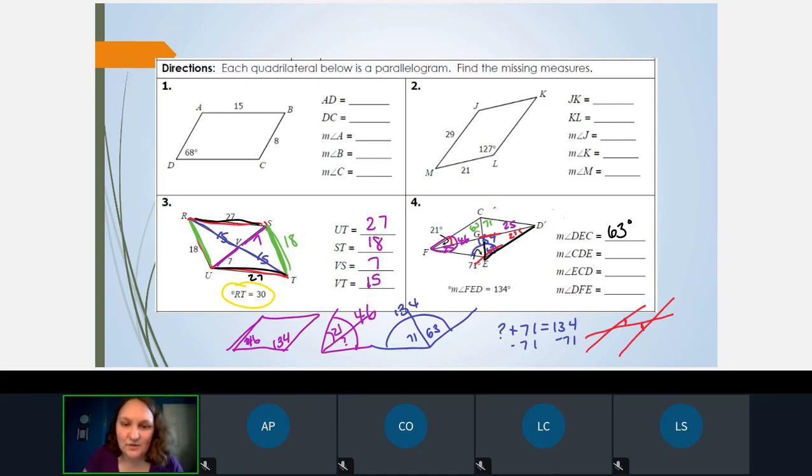CDE, follow it in that order, CDE. Okay, well, CDE was the 25 and the 21 together. So that's 46 degrees. ECD, oh, we figured that out up here in green. That was 71. And DFE was down here in purple, 25.